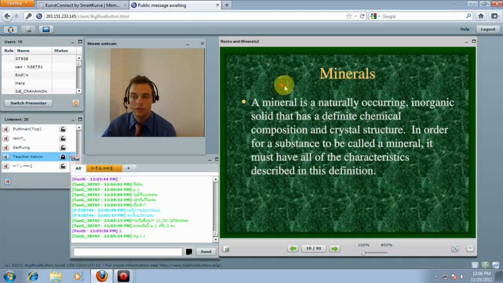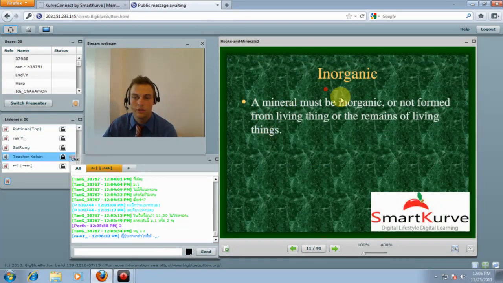So if you have a mineral like, I don't know, pyrite is a good example of a mineral. But it's fool's gold. It looks like gold, but it's not really gold. It's made of sulfur and lead, but it's a mineral, and it has a crystal structure. We'll talk about that. So here we go.